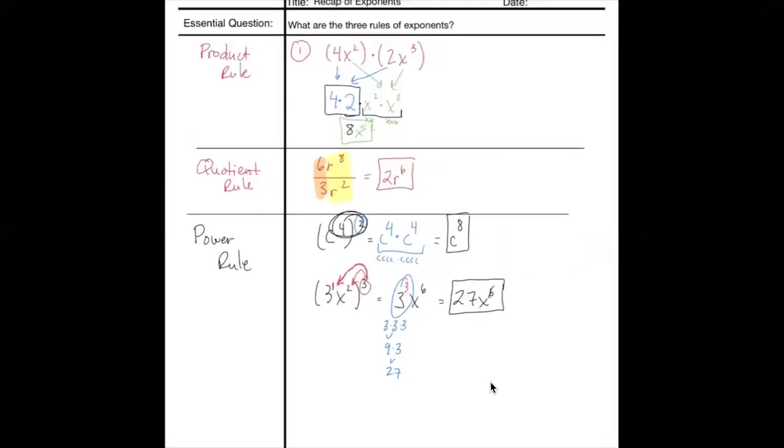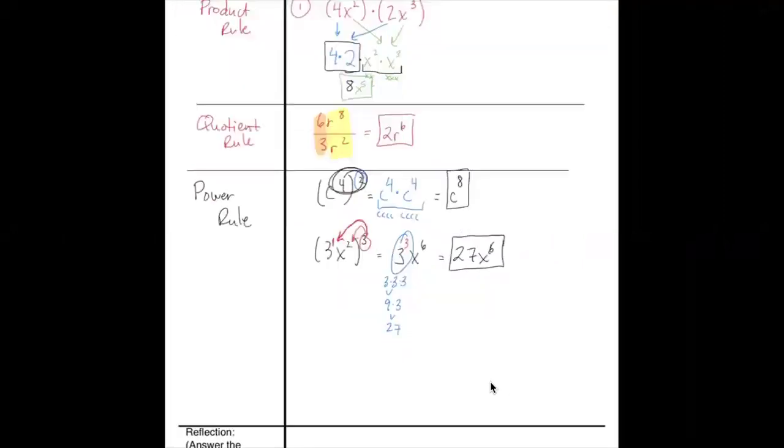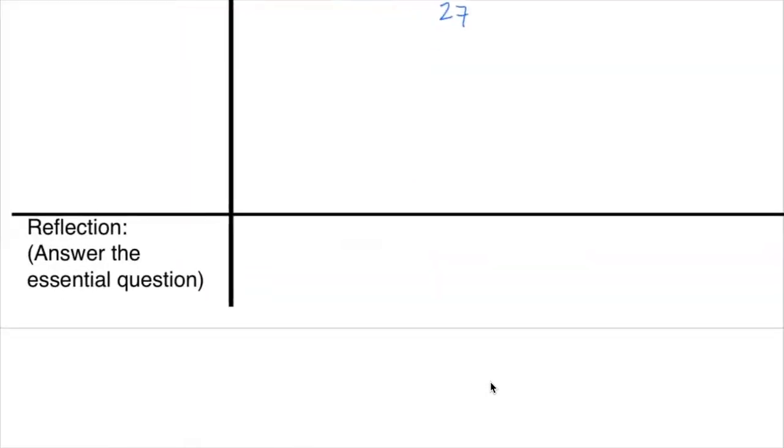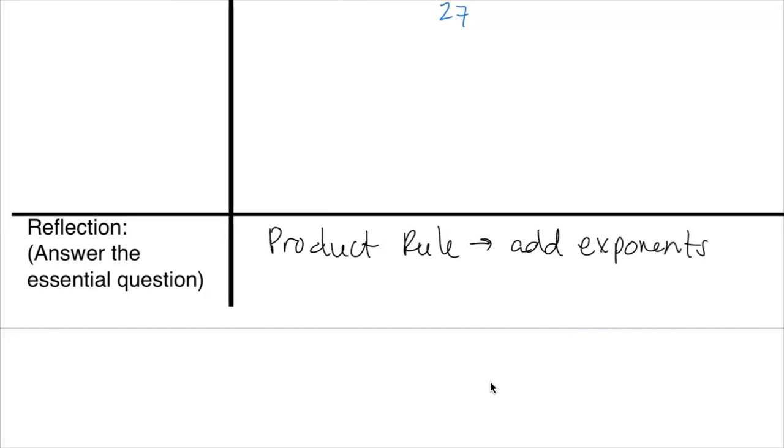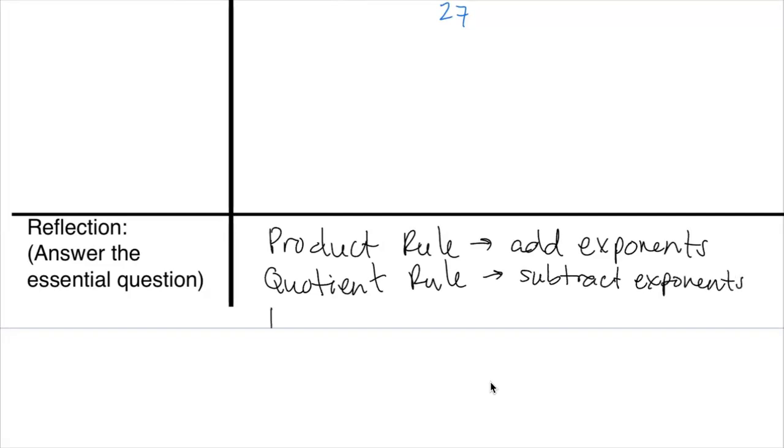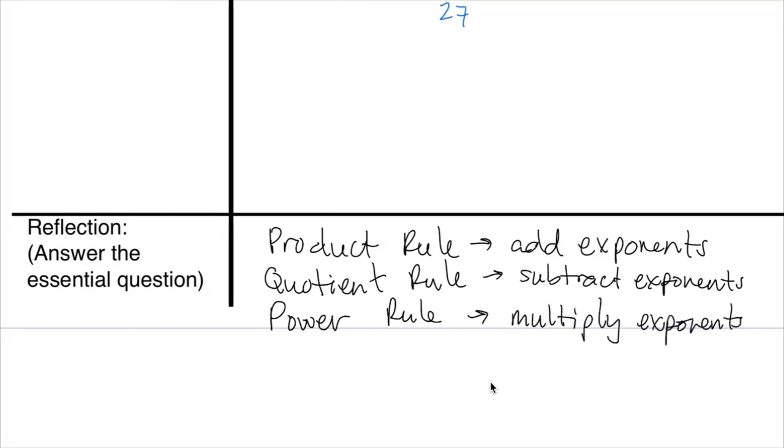Good. So I just wanted to have a page of notes that had all 3 rules on there. What are the 3 rules of exponents? That's our essential question. And so down here, we can write product rule, which is add exponents. We have quotient rule, which is subtract exponents. And then lastly, we have power rule, which is multiply exponents. Good. Make sure you have those. And those will be your notes for today.